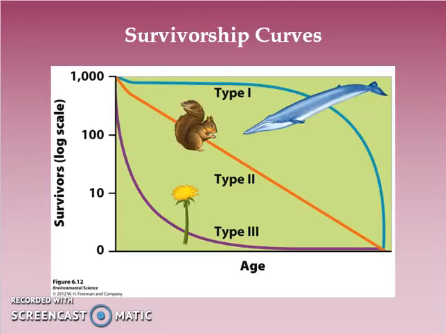Boom, just that. And then your type 3, or what we call an early loss curve, is when most of your organisms die very early, but a few of them make it, and they live to a long life. This is a lot of your plants. They produce tons of seeds, but a lot of those seeds are eaten. They never make a plant.